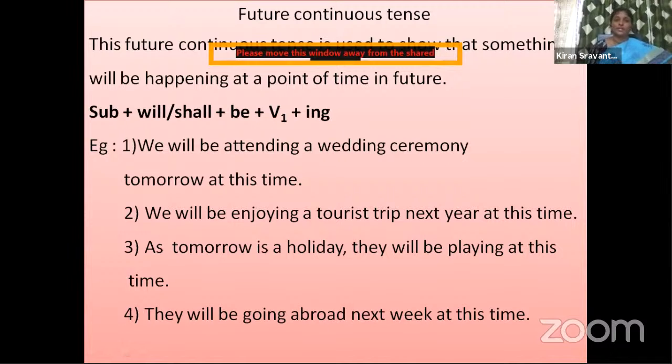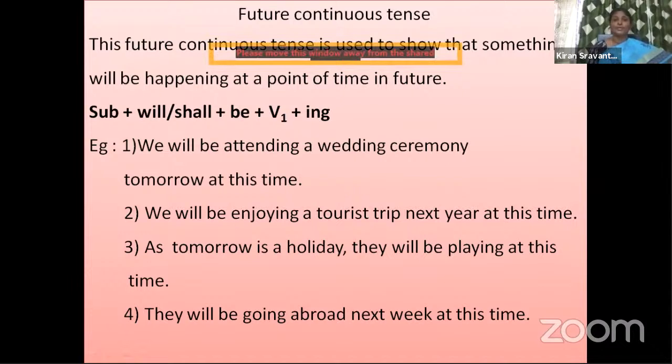Coming to the second sentence, we will be enjoying a tourist trip next year at this time. That means next year at this time, one action at one point of time in the future is going to take place. Then we use future continuous tense.